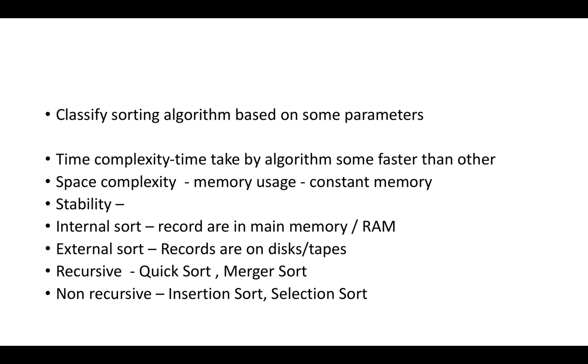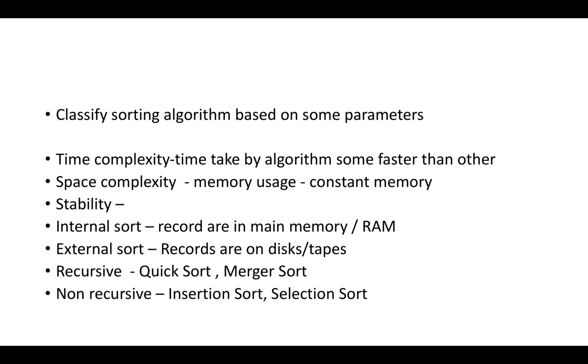There are different sorting algorithms like bubble sort, selection sort, insertion sort, merge sort, quick sort, heap sort, counting sort, and radix sort. And this is not all; there are many more. We classify the sorting algorithms based on some parameters. So what are the parameters? Time complexity, which means the time taken by the algorithm to solve the problem; some algorithms are faster, some are slower. Space complexity means how much memory it will use to sort the list.